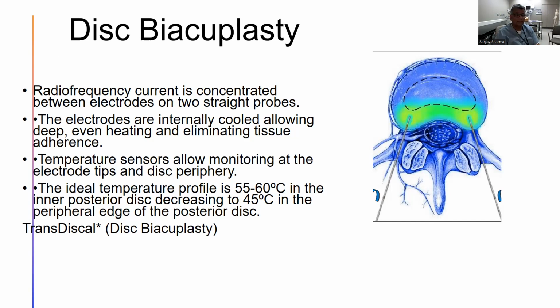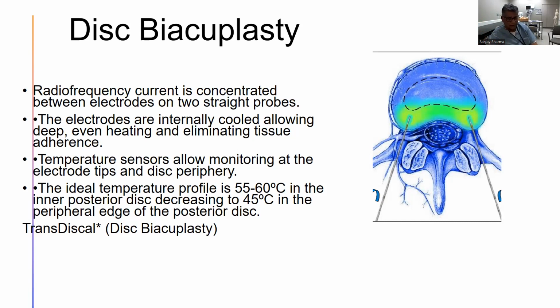And of course, this is disc biacuplasty, where we're using radio frequency. It's basically cool radio frequency. Traditional radio frequency goes up to 80 degrees Celsius. This goes up to 55 to 60 degrees. And as you see here, the posterior part of the disc is the innervated part of the disc. That's the most painful, so this is used for discogenic pain.